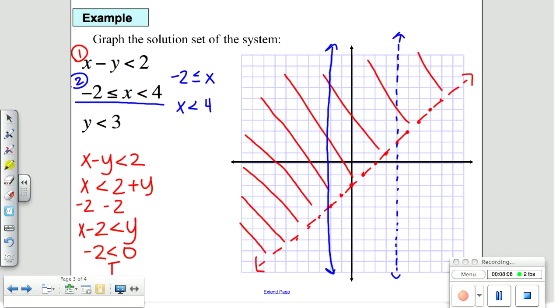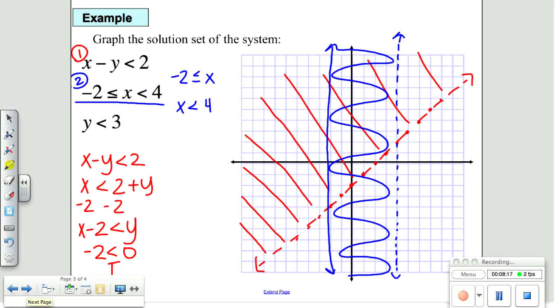Now, in order for both of those to work, x is in between there. So we're going to shade in between those 2 lines. The final one, y is less than 3. That's going to be in green. I'll graph that one. It's going to be a horizontal line at 3, and it's going to be dashed. We got a lot going on here. And it's all the y's smaller than 3. So if we test the point (0, 0), is 0 less than 3? That's true, so we're shading below.